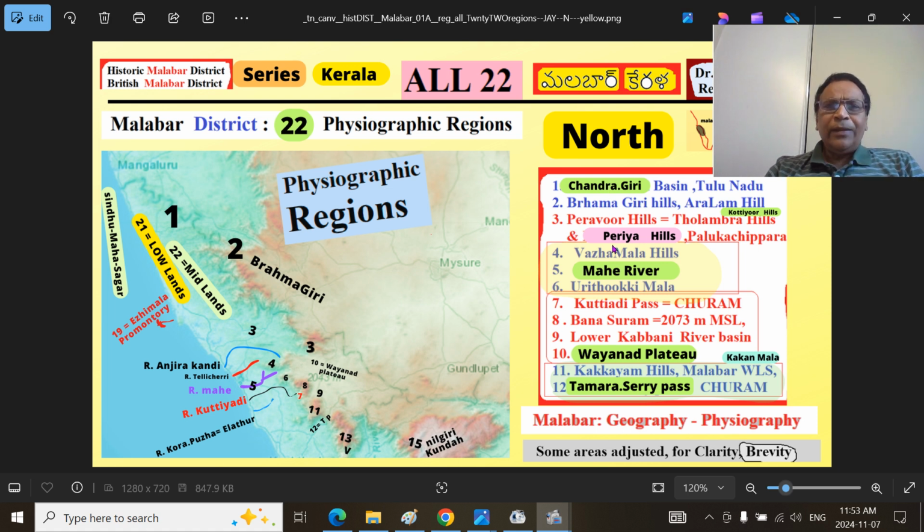Then further south of Kotiyuru Pass, there is the Periyar Hills. We'll see Periyar Hills further south, number 3. Peravuru Hills, I have put the Periyar Hills. Further south of this, the Nedumboli Pass, we will have Vazamala Hills, the Vazamala hilly region. Then we have the historic Mahi River.